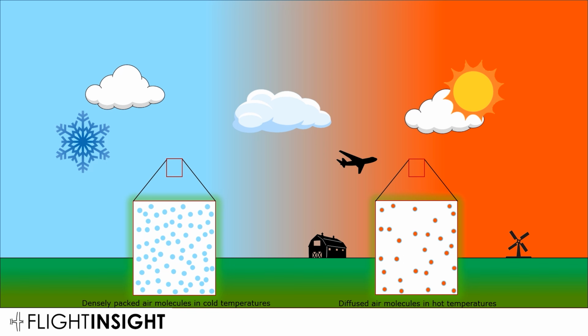Temperature affects air density. Cold air has less energy and the molecules don't move around much, so group together. As air temperature increases, molecules start moving around and bouncing off each other, spreading out and making the air less dense. Aircraft performance is poorer in hotter temperatures.